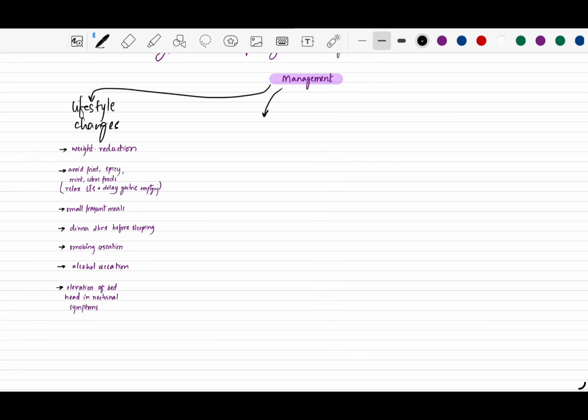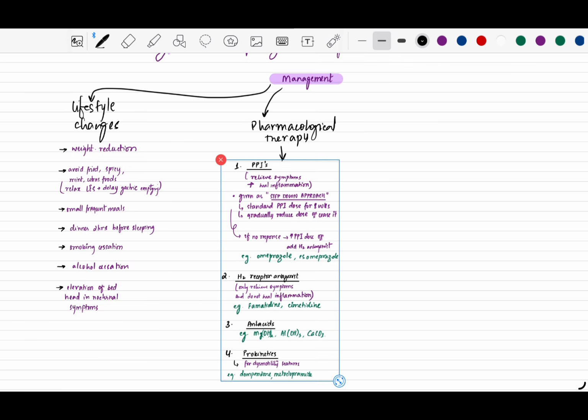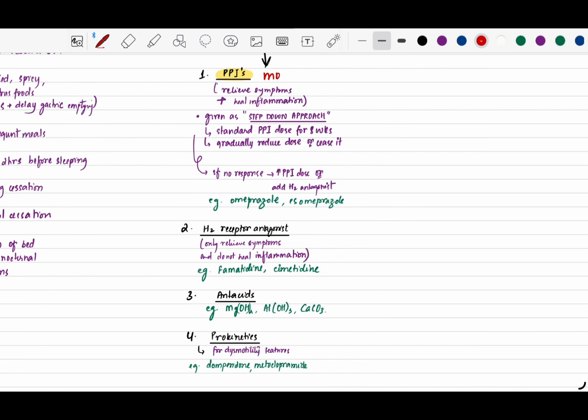The next thing we are going to discuss is the pharmacological therapy. These include a variety of different drugs to treat GERD, which are as follows. PPI. This is in fact the most effective drug of them all, and this works by decreasing the gastric acid production. It relieves the symptoms and also heals the inflammation.